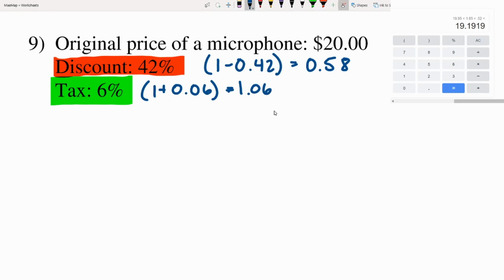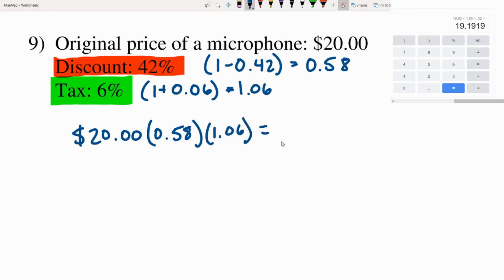which is 1.06. But as opposed to multiplying out those first two numbers, calculating that and then multiplying it by that third, I'm just going to multiply all three numbers together at once. So we're going to have $20 times 0.58 times 1.06, multiplying to get the discount and then the tax.